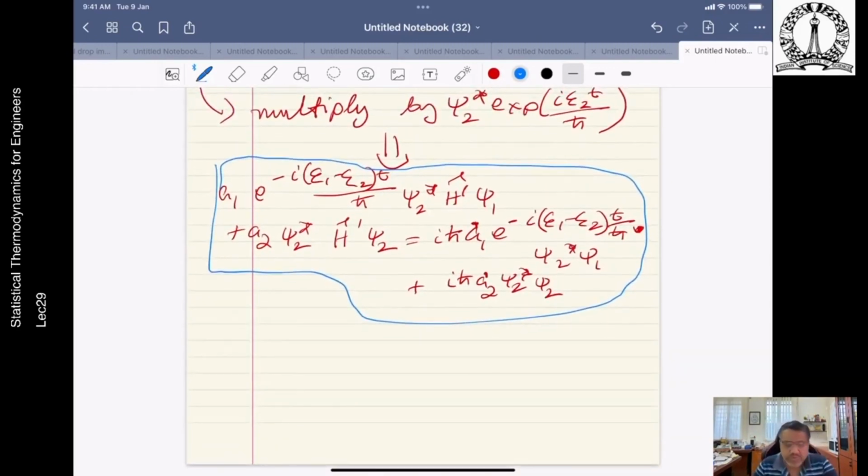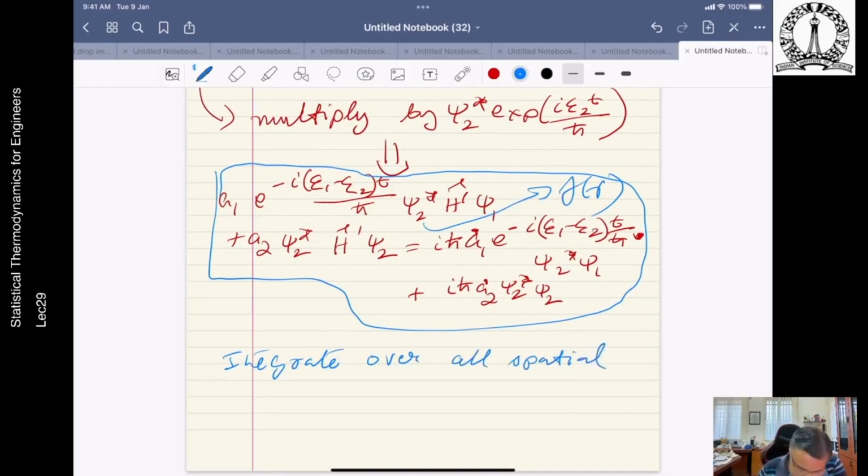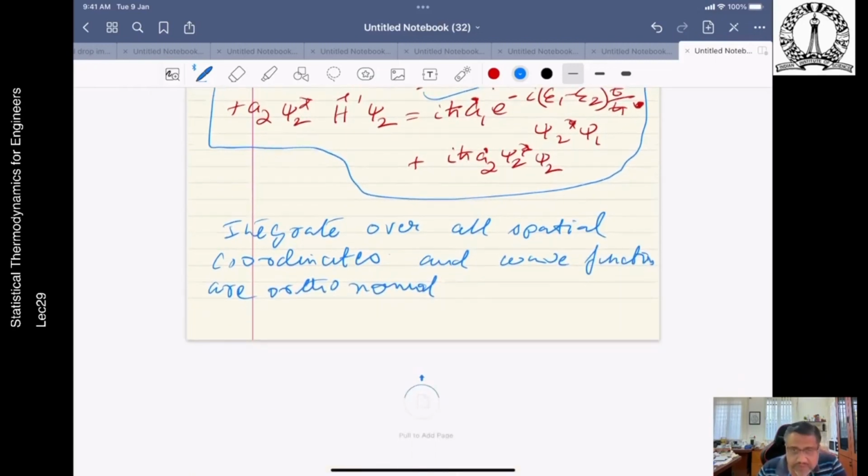So this is what you get. Now you integrate over all spatial coordinates. Remember these chi will all be integrated over all spatial coordinates, remembering that the wave functions are orthonormal.